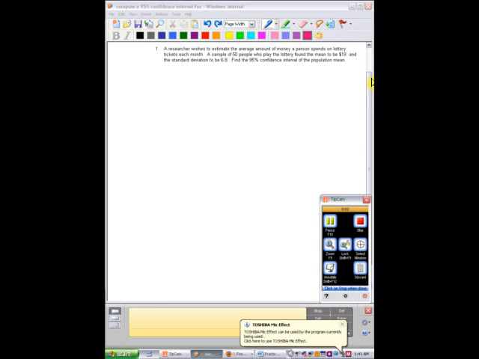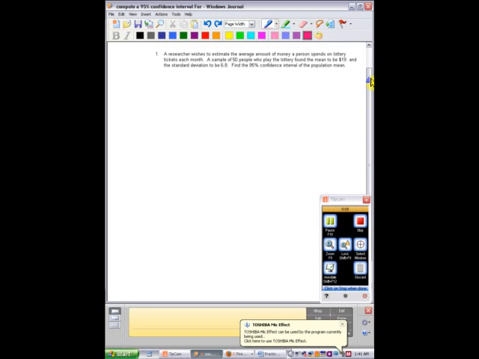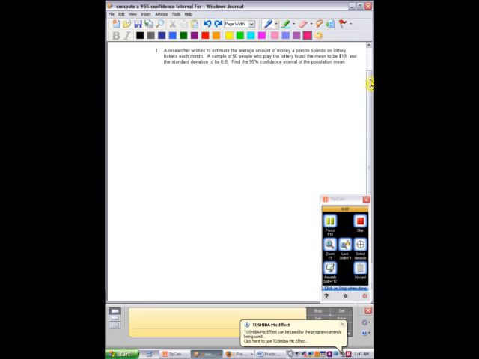Okay, here's our first confidence interval practice problem, and I wrote down the question here. A researcher wishes to estimate the average amount of money a person spends on lottery tickets each month. A sample of 50 people who play the lottery found the mean to be $19 and the standard deviation to be 6.8. And we want to find the 95% confidence interval of the population mean.